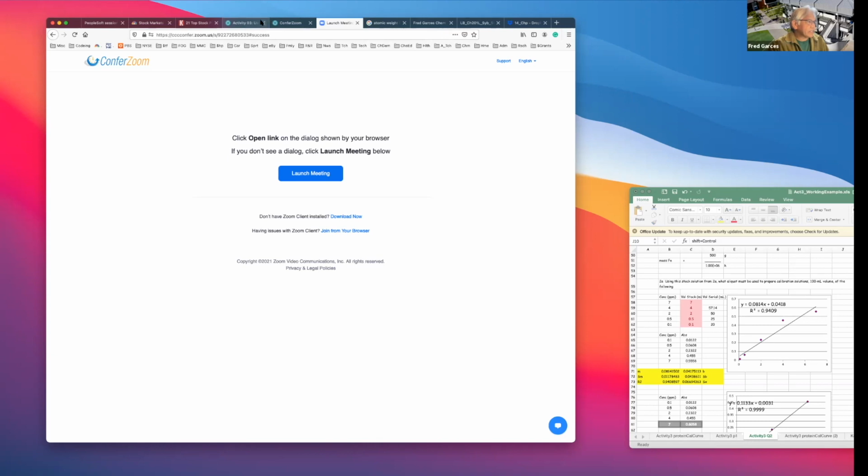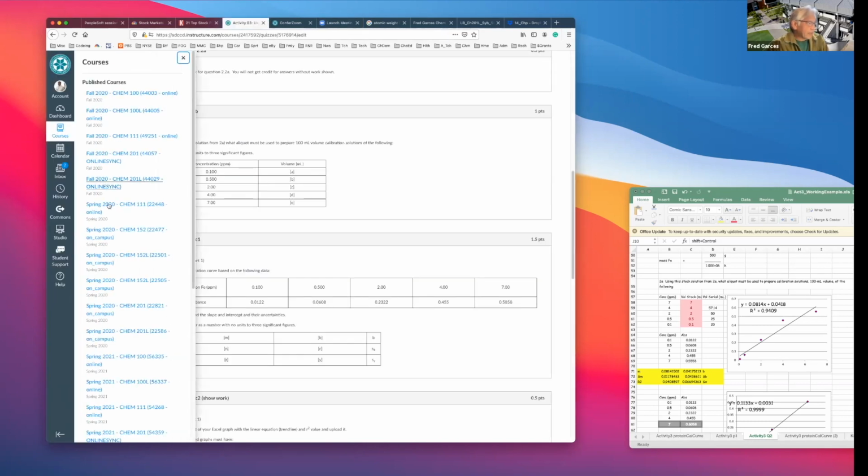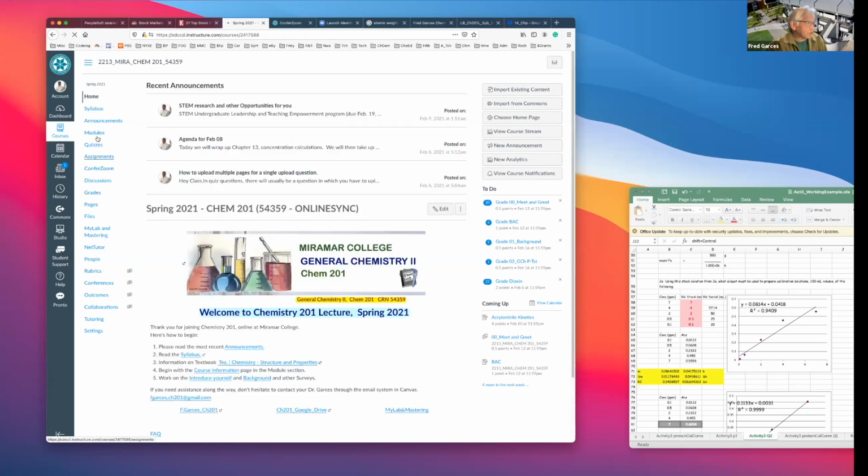Let's go into Canvas. Under Canvas, let me show you that this is spring 2021, Chem 201. That's this right here. We'll go into the module page.